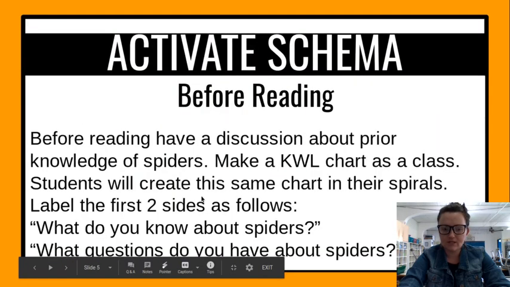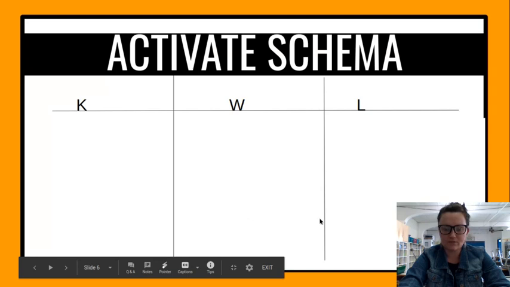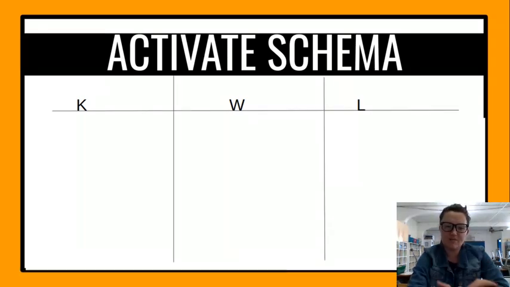All right, so now we're going to make a KWL chart. You're going to create the same chart in your spiral notebook. Okay, so right here we have a KWL chart just like we made previously. The K means know, what you already know about spiders. W means what you want to know about spiders, and L means what you've learned about spiders. So go ahead and create that chart in your notebook and pause the video.